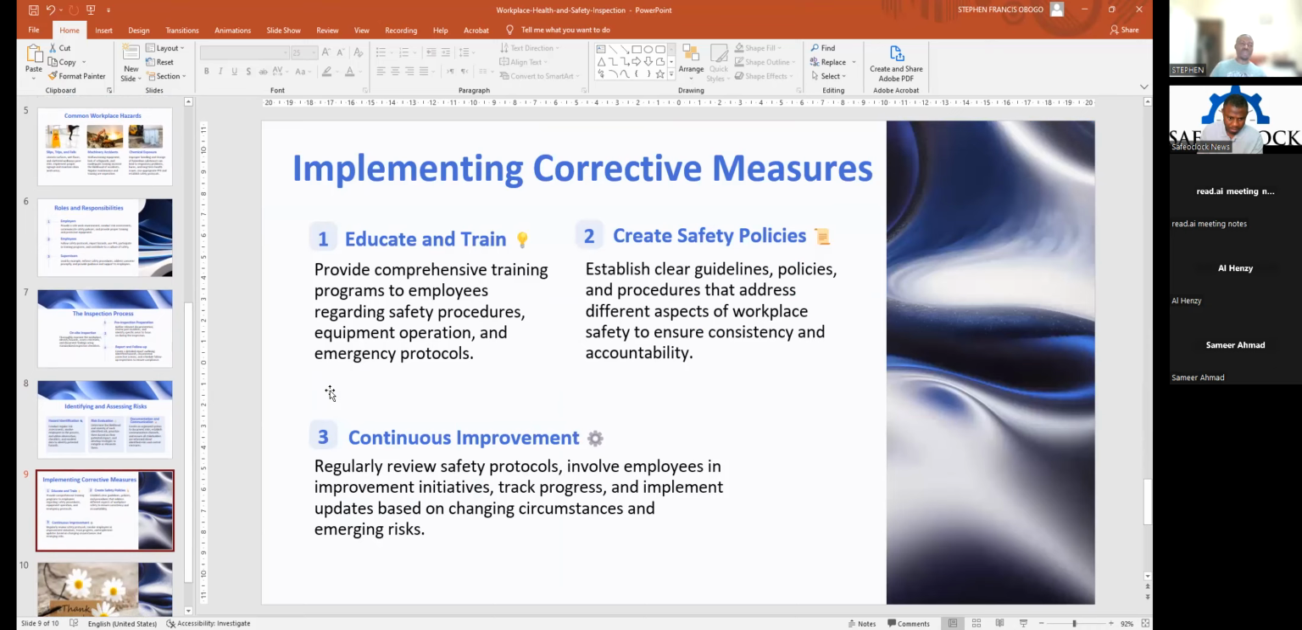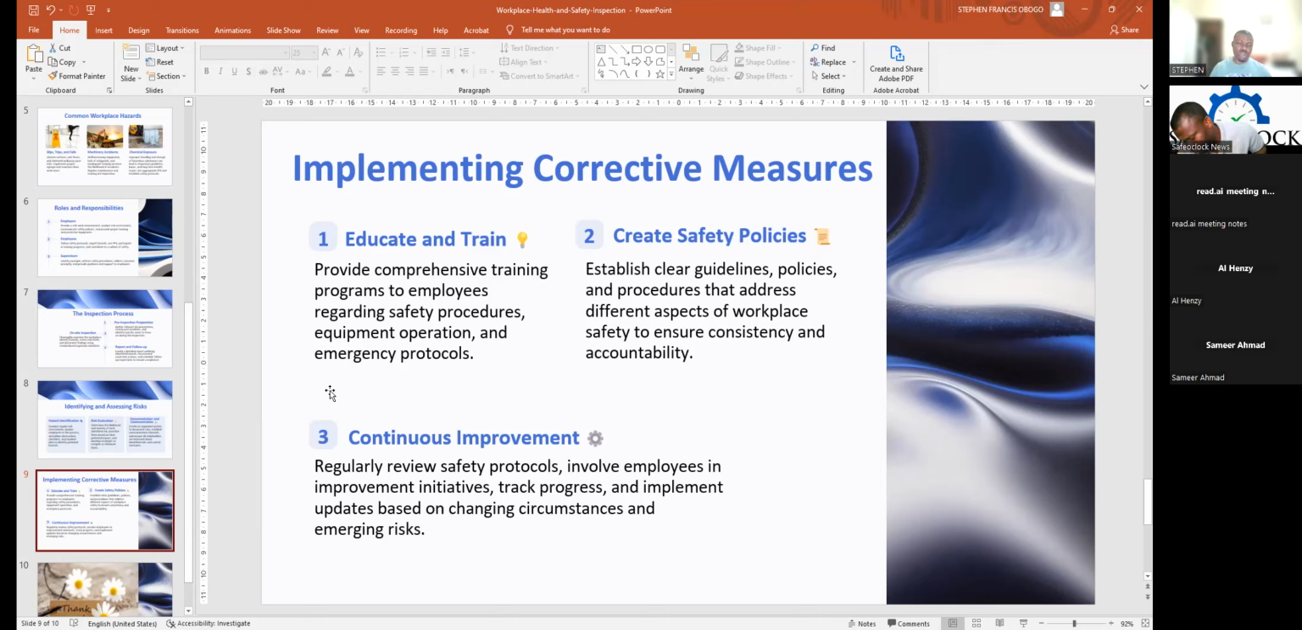Then number two, we need to create a safety policy, which is mandatory that every organization should have. When we talk about policy, we have different policies that fall under health and safety. So we need to have established guidelines, develop policy and procedure. We need to address different aspects of workplace safety to ensure there's consistency and accountability, at least from the management side, and also continuous improvement. So there should be a regular review of the safety procedures.